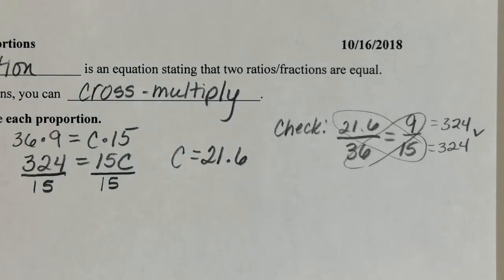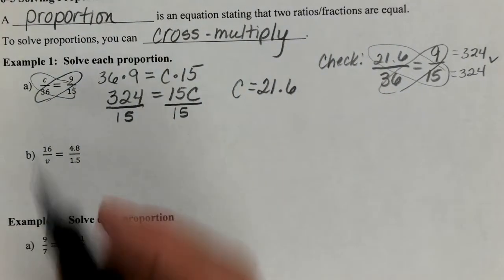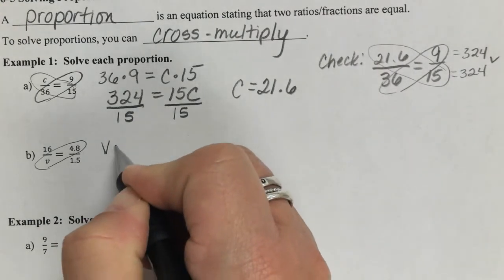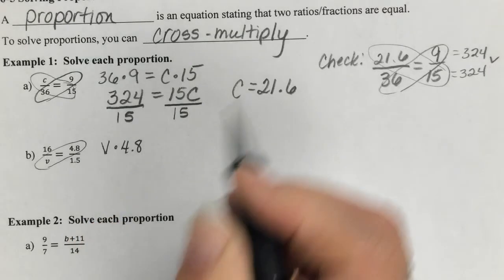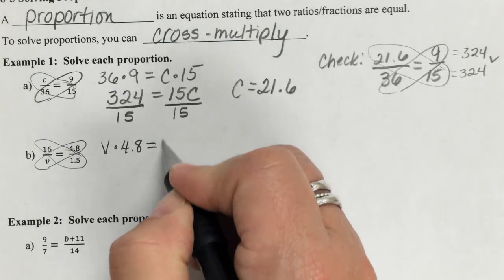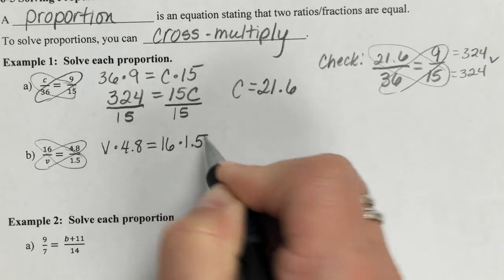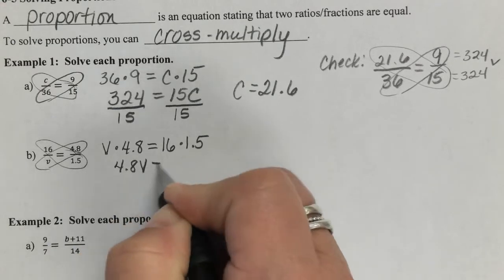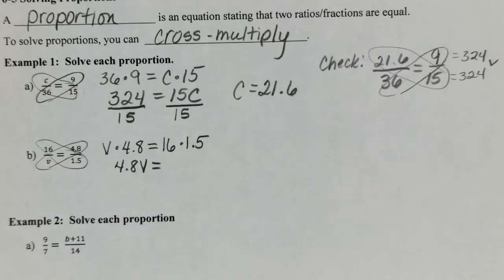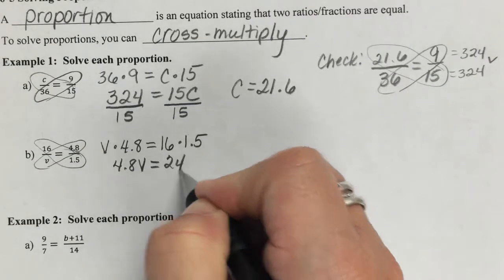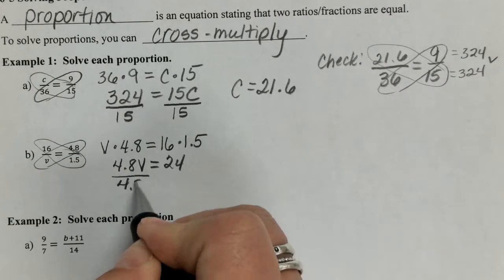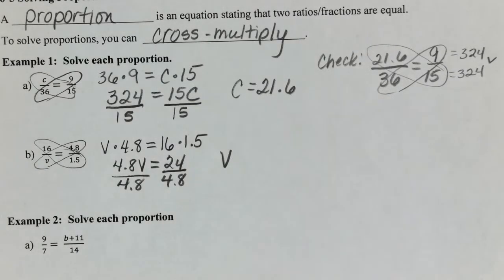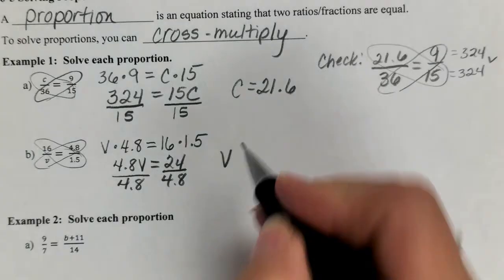Okay, let's look at one more example. Again, we're going to draw our little cross multiplication oval. So I'm going to have V times 4.8 is equal to 16 times 1.5. If I simplify that, I have 4.8V is equal to 24. And then again, just one step to solve. Divide both sides by 4.8. And I get 5.